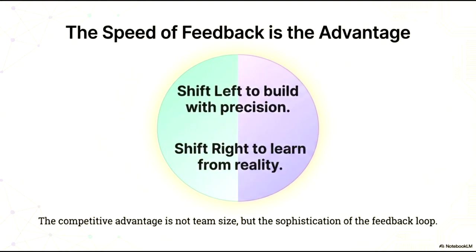The speed of feedback has become the ultimate competitive advantage in our modern landscape. This advantage is not derived from the size of a team, but rather from the sophistication and efficiency of the feedback loops we establish. To maximize this, we look at 2 critical approaches: shifting left and shifting right.